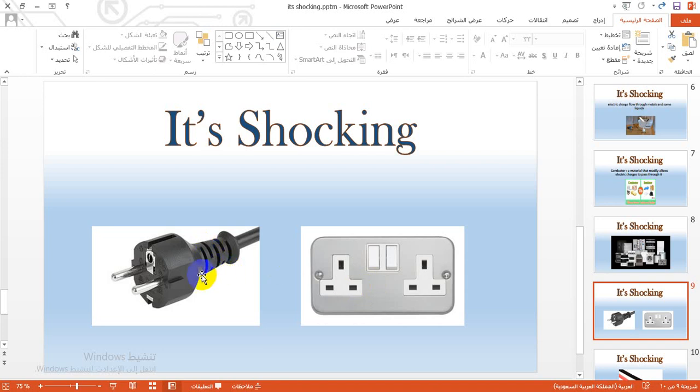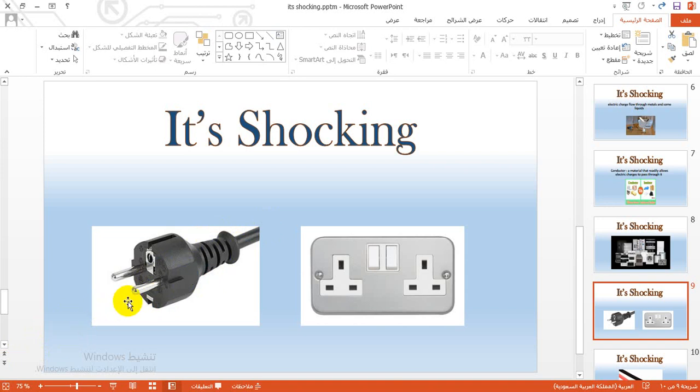Okay, what about this one? It's a plug, and if you insert it in the outlet on the wall, what will happen here exactly? First of all, it's made of plastic and metals. Why is it made of plastic and metals both together? Because the plastic or the rubber covers the metal, to protect you from the electric charge. And why is it made from metal here? Because it allows the electric charge to flow through it.